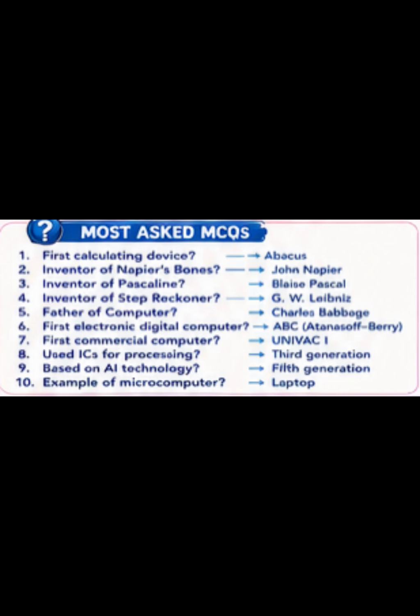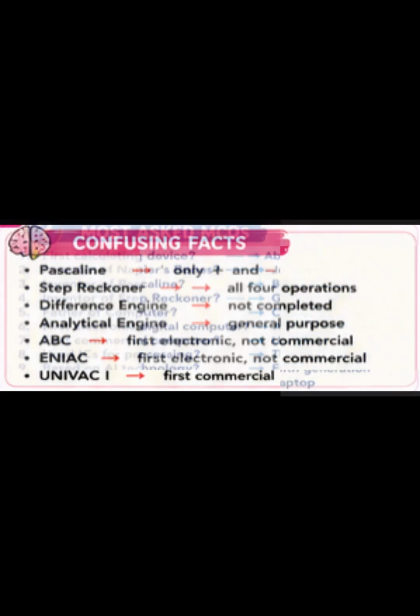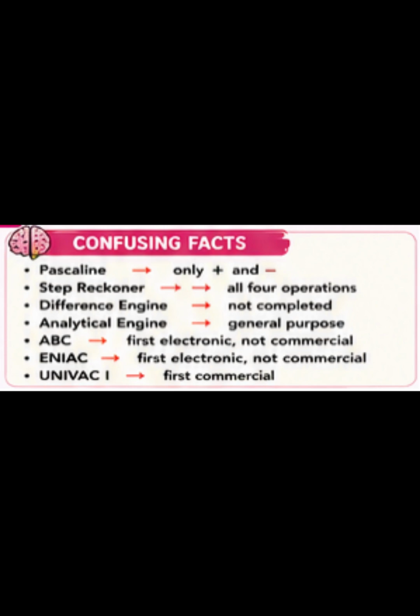First, look out for the difference between the Pascaline and the step reckoner. The Pascaline could only add and subtract, but the step reckoner could do all four math operations. Next, don't confuse Babbage's two machines. The difference engine was never completed, but the analytical engine became the first general-purpose design.